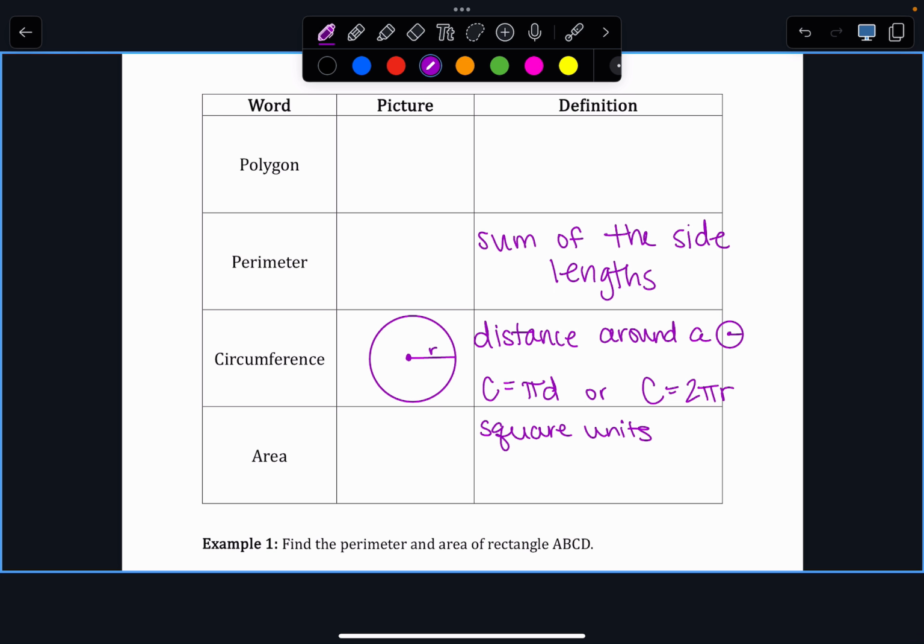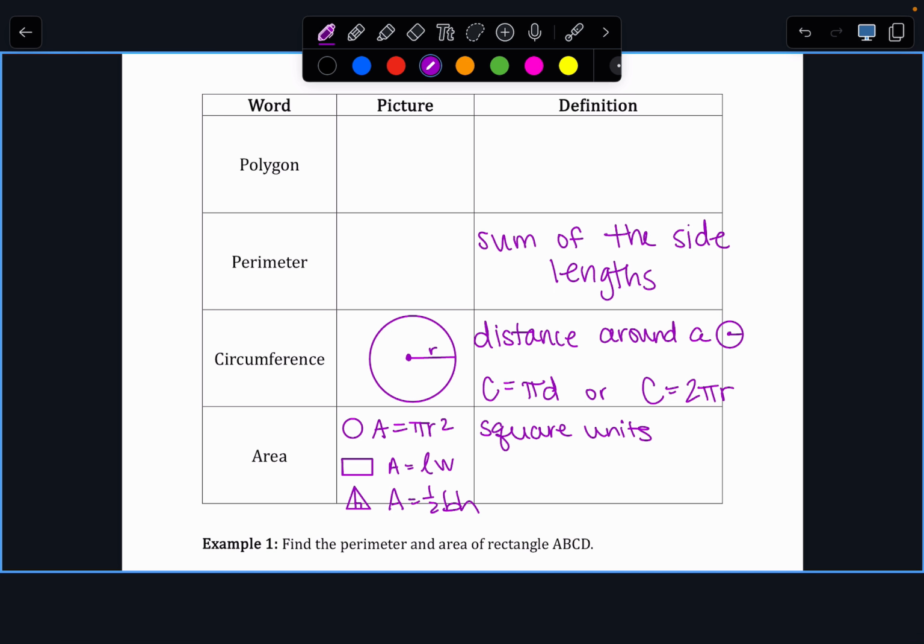Okay, so let's talk about area since we're on that. A circle's area is pi r squared. What about a rectangle? Length times width, base times height. What about a triangle? Base times height divided by 2. Okay, those are probably 3 area formulas you should know.